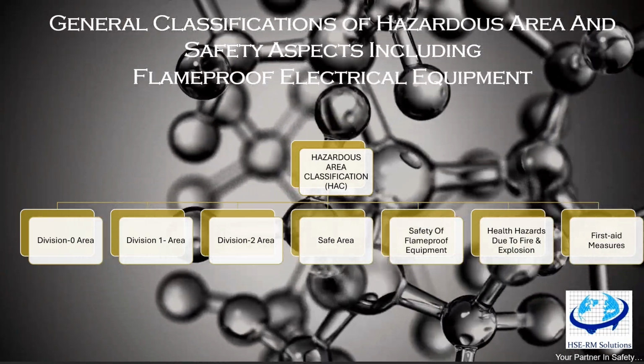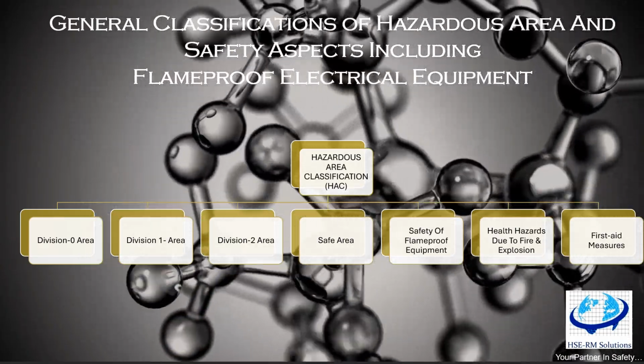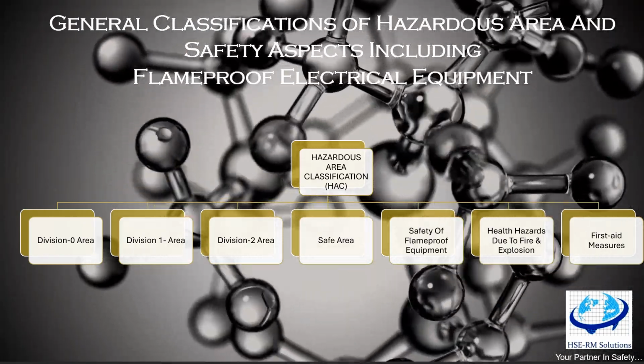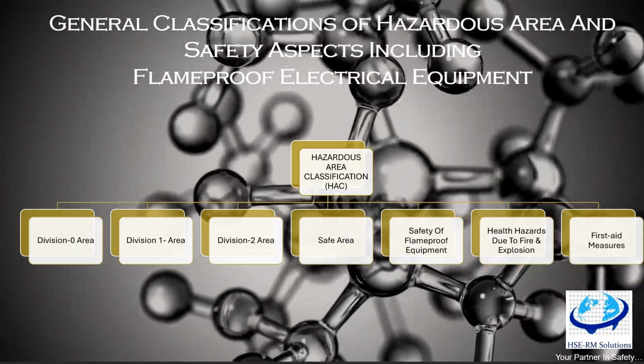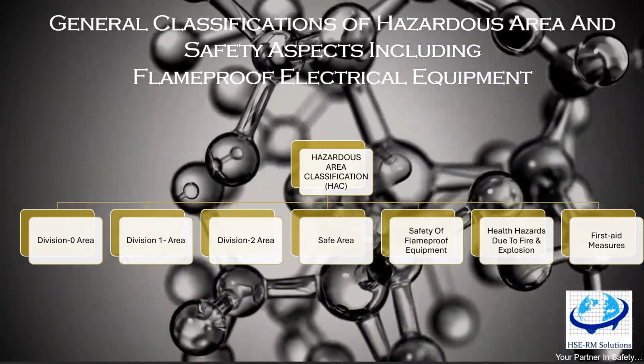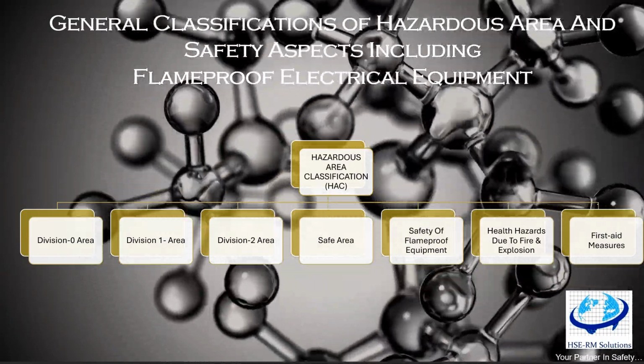Now coming to the very first point in the general classification of hazardous areas, that is HAC, hazardous area classification. For electrical installations in petroleum refineries and other similar areas which deal with hazardous chemicals and hazardous materials, they need to classify the area.